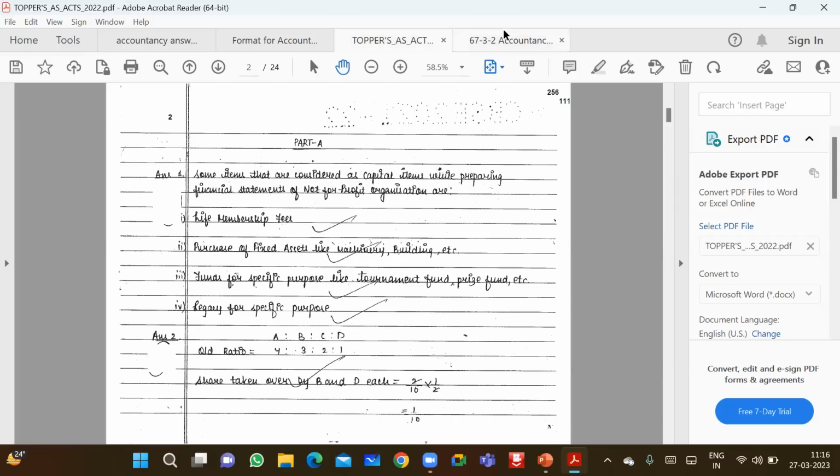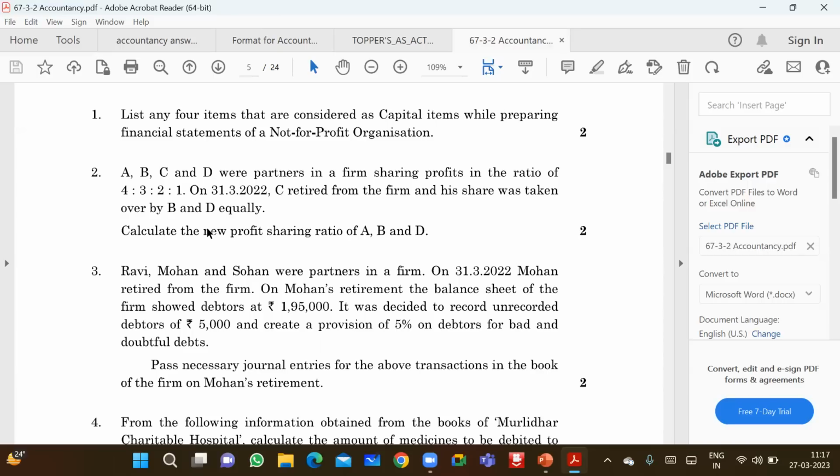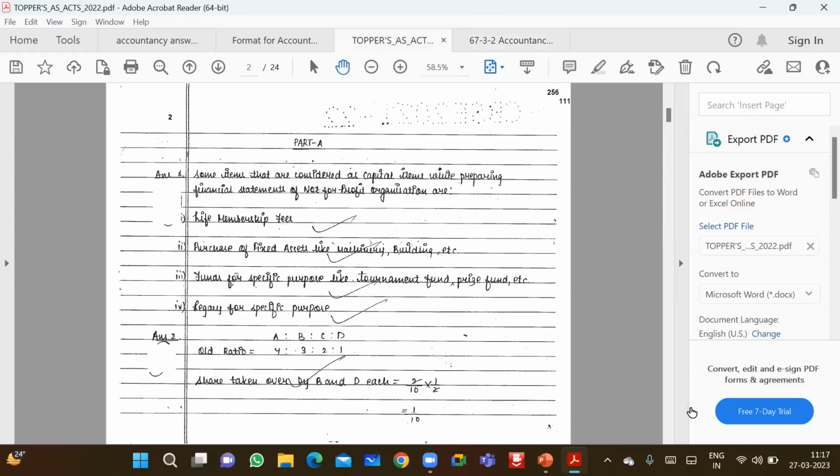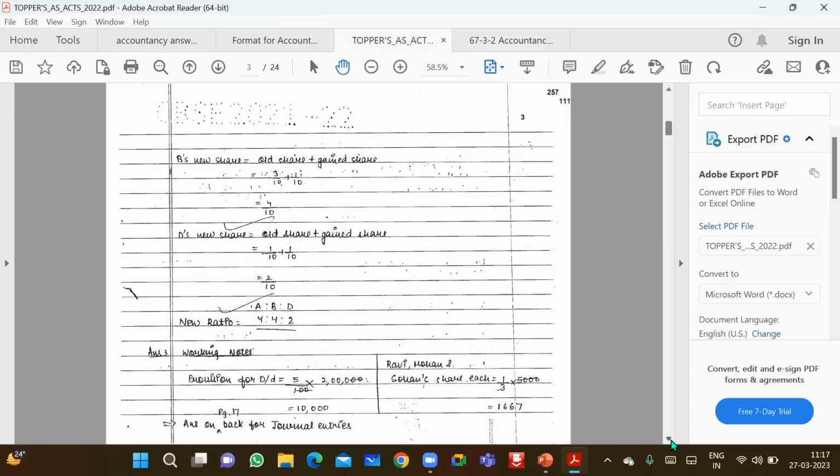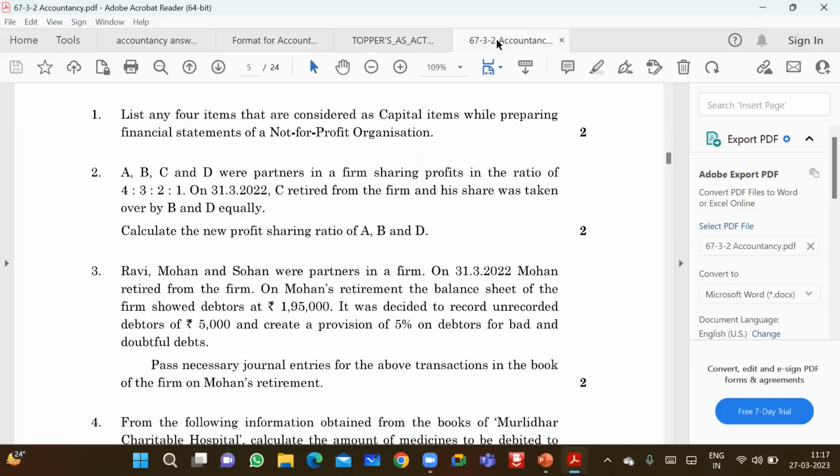So it's the right approach. Then we have second question where we have to find out profit share ratio of three partners. For this purpose, we can also use the ruled answer sheet and you can see the answer has been solved on the ruled answer sheet. And now see question number 3.